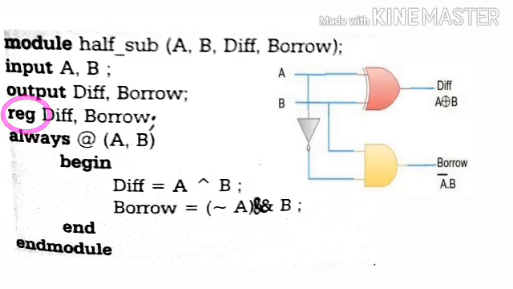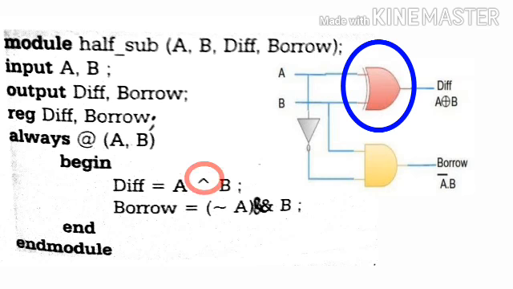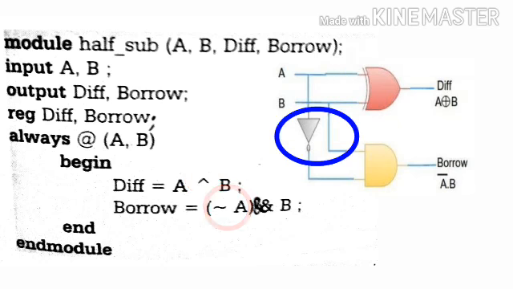Now let us write a Verilog code for a half subtractor in behavioral modeling. Here we use the keyword reg. Reg is a memory element like a flip-flop or latch. Here this symbol is used for XOR operation and this is used for negation.